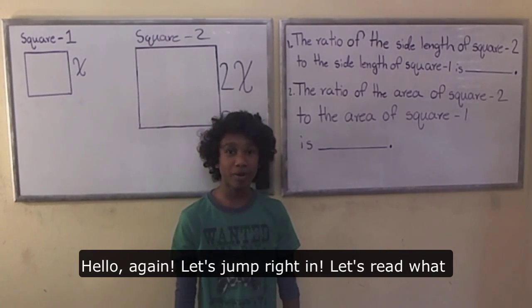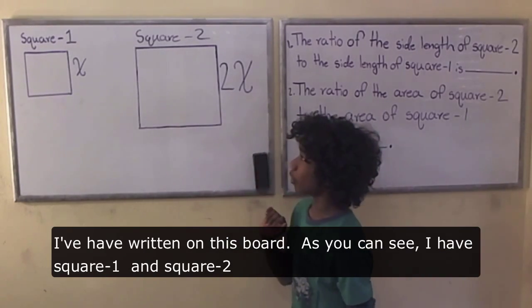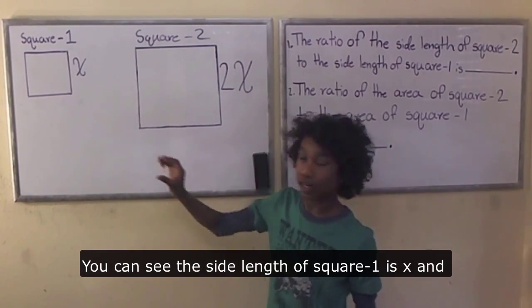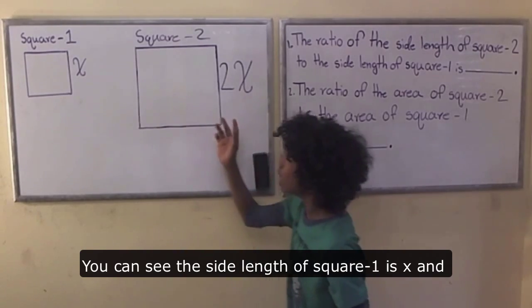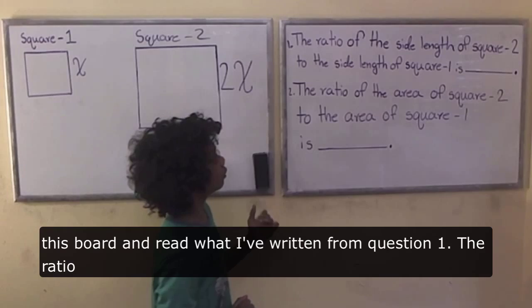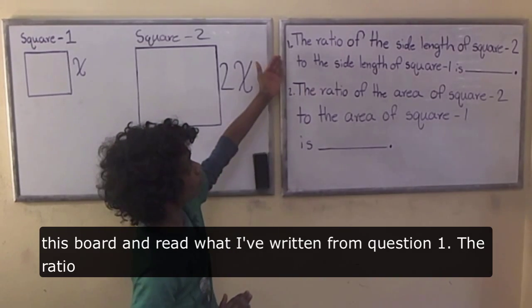Hello again, let's jump right in. Let's read what I've written on this board. As you can see, I have square 1 and square 2. You can see the side length of square 1 is x, and the side length of square 2 is 2x. Now, let's go over to this board and read what I've written from question 1.